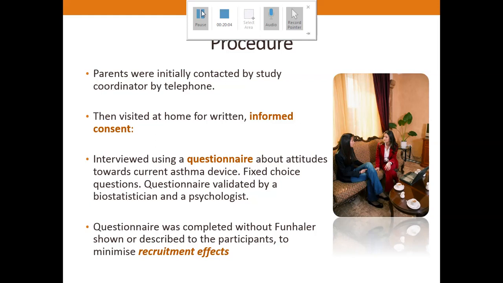So they were approached by the researcher at home initially before the Funhaler was mentioned, and they were interviewed on their existing attitudes towards the current asthma device. They had fixed choice questions on there. The validity of this questionnaire was checked as well. It was ascertaining how much the child would use it, whether they adhered to the regime, how the child felt about it, all these kinds of things.